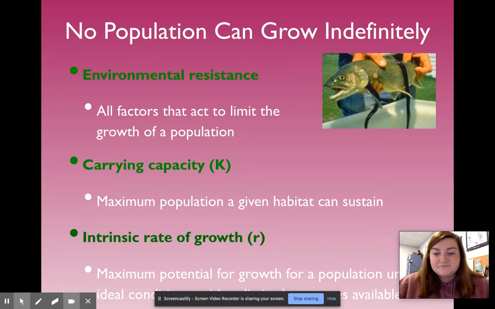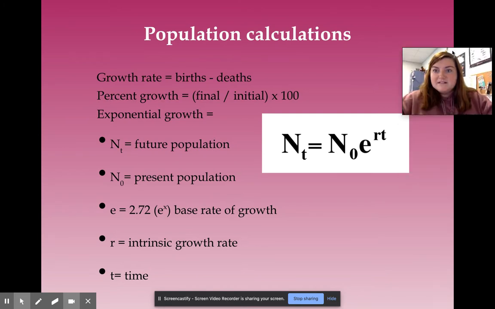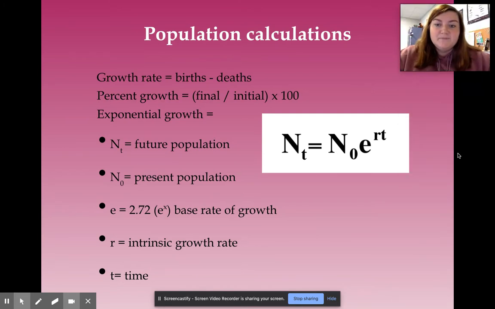So now that we have all of that taken care of, we're going to finish this up and talk about population calculations, as well as different growth models. So that's that. This should be another pretty simple one, with a few simple concepts to grasp, not too much to worry about.